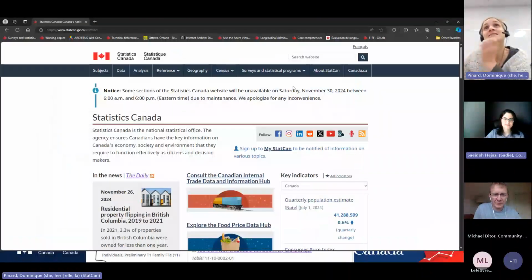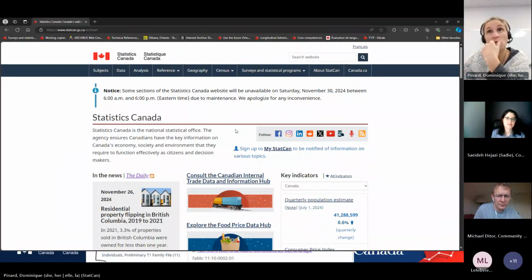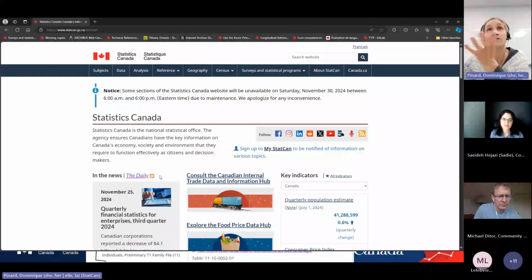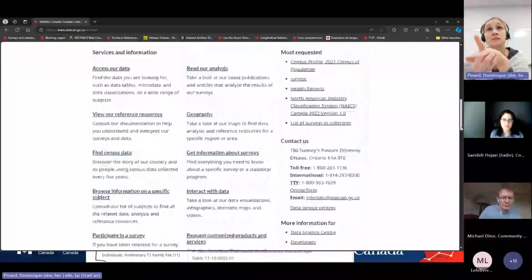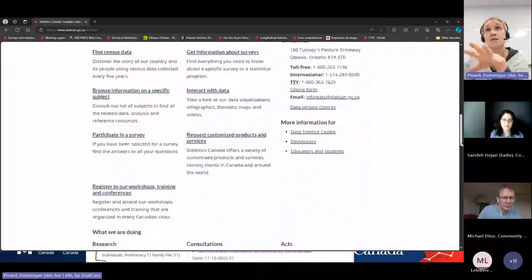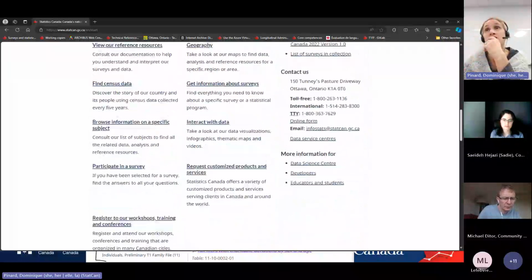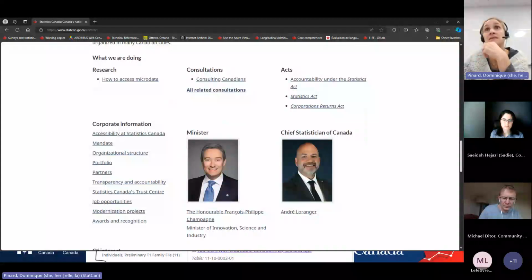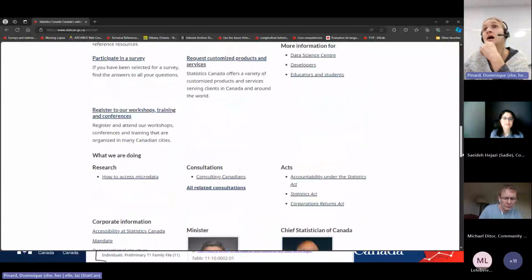Okay, so this is the main page that you get to when you're on the StatCan website. There's a lot, like you can read about the daily stories and several other items, of which access quickly to the census information is towards the end here. So there's a lot of things that you can see on the main page. But we can also see our new chief statistician, who's André Loranger.